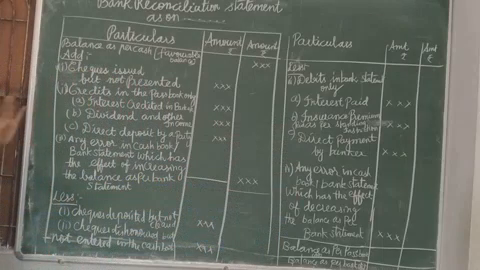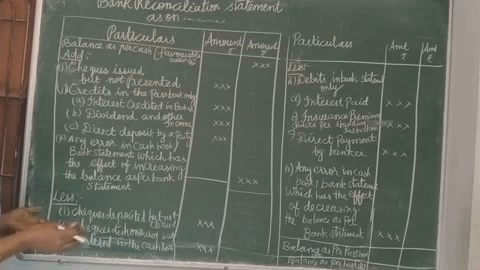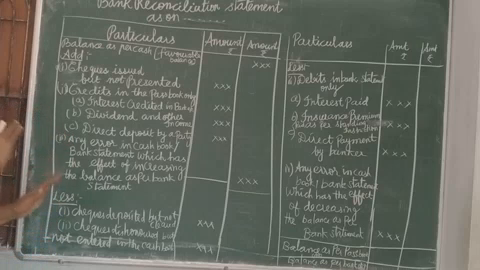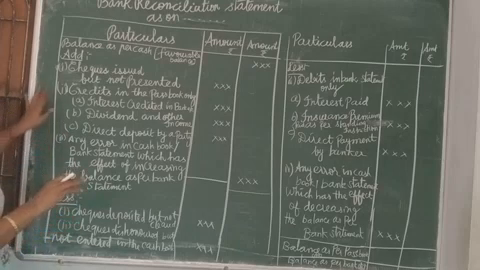Balance as per cash book. What are the items we want to add? Checks issued but not presented for payment. See, we have given the check to the creditor, but they did not present the check for payment. So our account balance will be more, isn't it? So that is why we are adding.